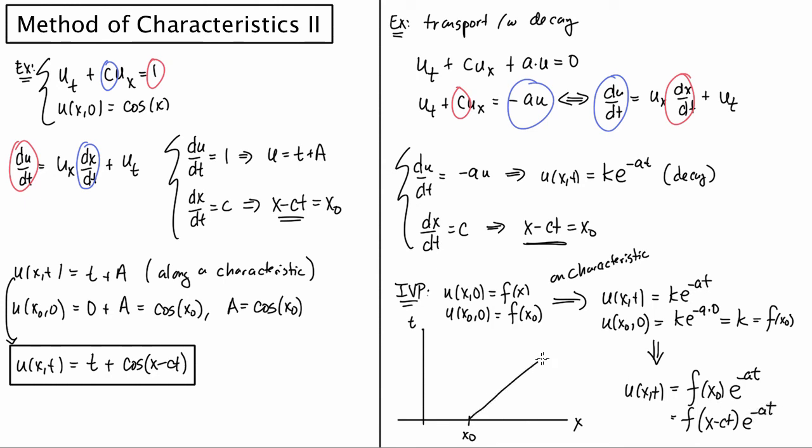So the point is, as long as we stay on this line, so this is the line x minus ct equals x naught, as long as we stay on that line, then as we travel with constant speed c along that line, we notice that the solution u is decaying exponentially. Those two facts combined are enough to allow us to pinpoint exactly what the function u(x,t) is doing. And so in this case, this is our solution.